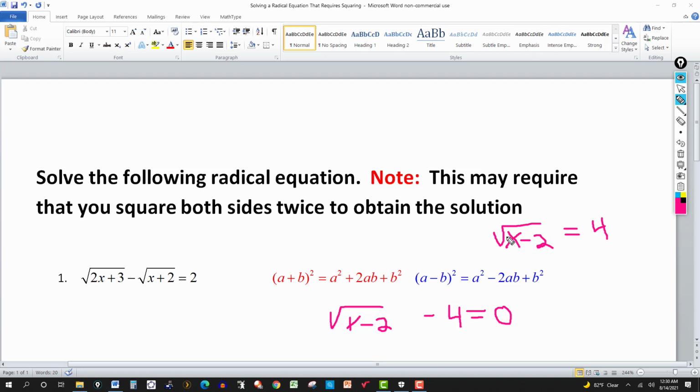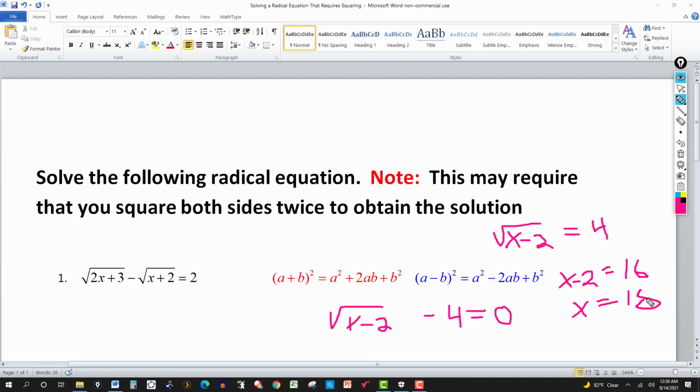Now, if we square both sides, we have the radical isolated, so if we square both sides, the left side becomes just x minus 2. Because squaring is the opposite of square root. So squaring the left side removes the radical. Just gives me the radicand, which is x minus 2, and I square the right side. 4 squared is 16. Now we can solve for x, isolate the x here. We get x is equal to 18.